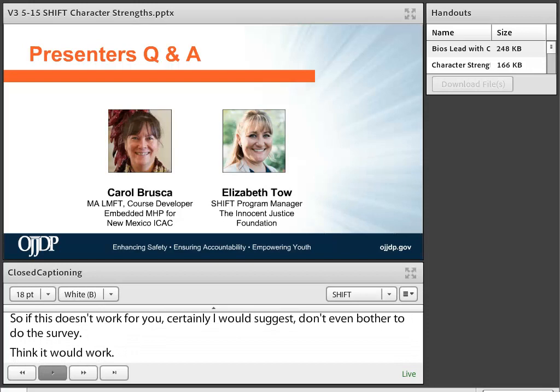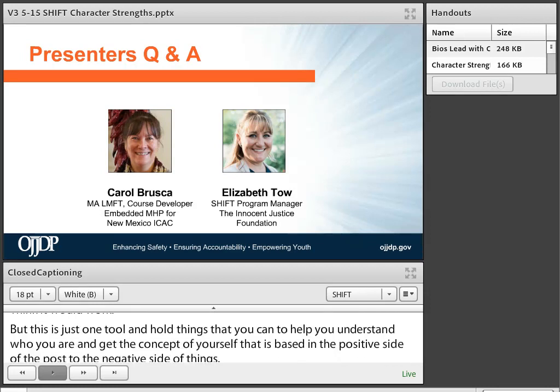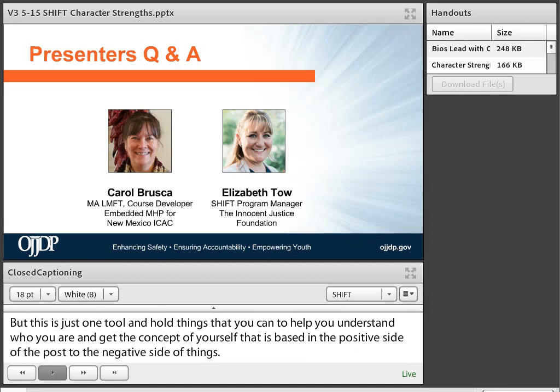concept of yourself that's based in the positive side of things as opposed to the negative side of things. So positive psychology, like I said before, is based on what the positive things about us are, as opposed to thinking about the negative things that we can bring up. For example, I have a tendency to have anxiety, and that can be looked at as a negative thing. So instead of thinking in terms of that, what are the strengths that you have in spite of the anxiety, and let's try to focus on those.